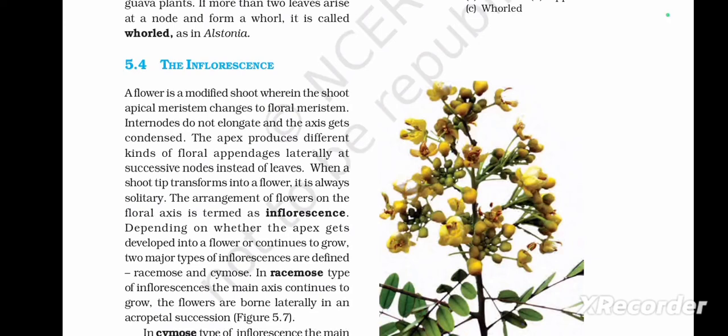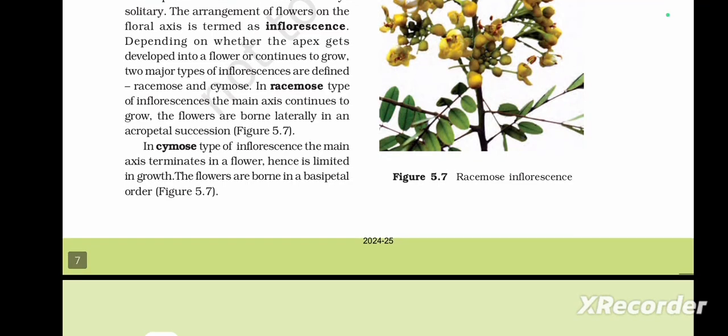Depending on whether the apex gets developed into a flower or continues to grow, two major types of inflorescence are defined: racemose and cymose. In racemose type of inflorescences, the main axis continues to grow. The flowers are borne laterally in an acropetal succession.